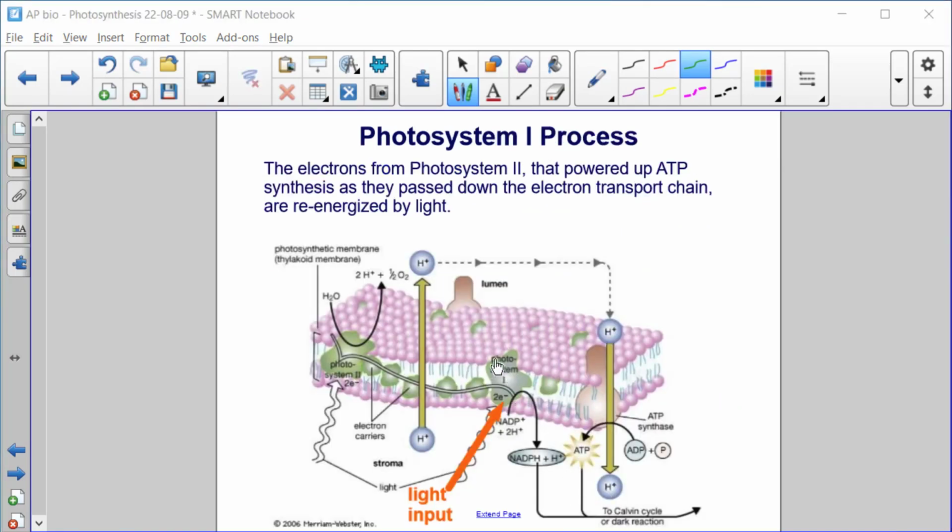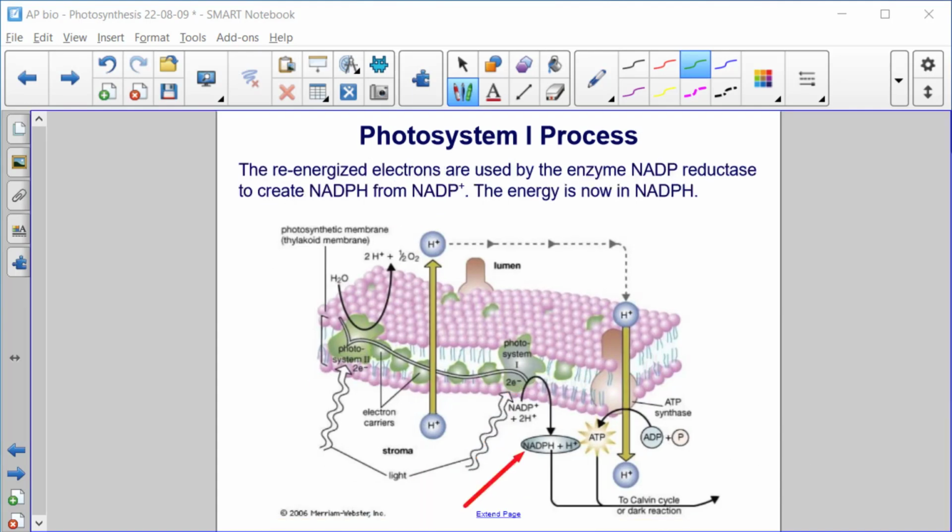All right, so here's what happens at photosystem 1. So here's our electron. Remember, it's used up most of its energy at this point. The electrons from photosystem 2 that powered up ATP synthesis as they passed down the electron transport chain have to be re-energized by light. So there's more light input at the chloroplast here in photosystem 1. Once these electrons are re-energized here, they are used by the enzyme NADP reductase to create NADPH and H plus, a proton or a hydrogen ion.